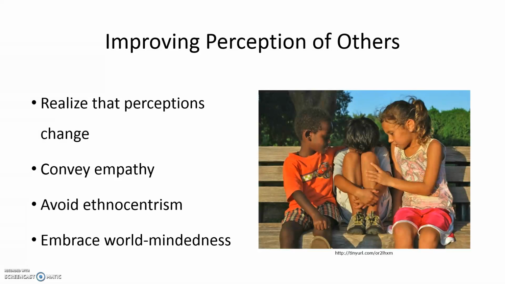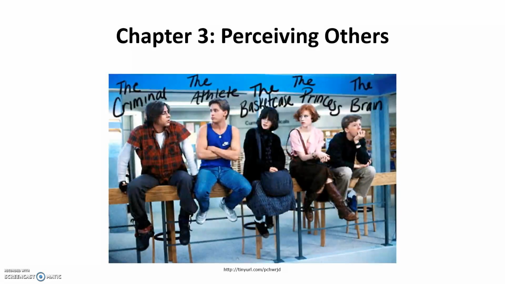Try to avoid ethnocentrism. This idea that our culture is better, we're number one, anybody else is different and weird, because that can create some in-group and out-group tensions. Try to embrace world-mindedness. This idea that we are all one large world and we're all having our own share in shaping it together. So that is our review over perception and how we perceive others in our interpersonal relationships.